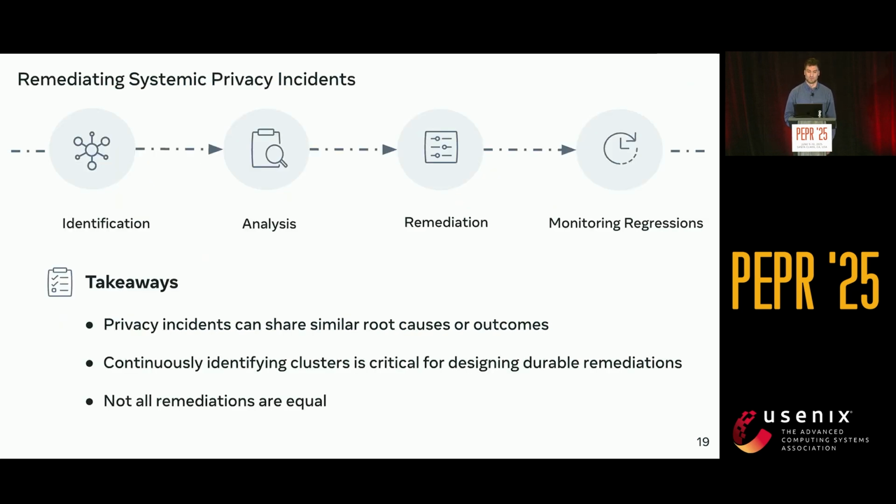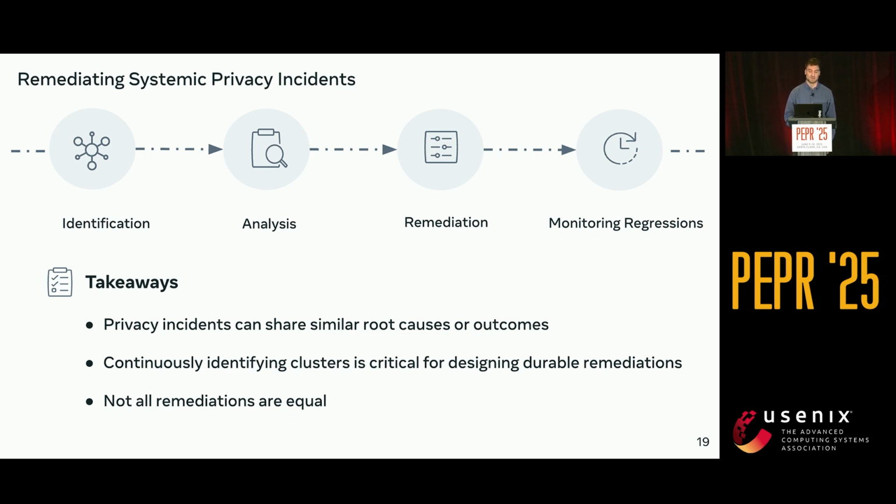Looking back, we've covered a lot of ground, and in practice, we've learned a number of key takeaways from running this system. The first is that privacy incidents can share similar root causes or outcomes, and these systemic incidents can emerge due to gaps in the standard incident management process that's generally focused on individual incident handling.